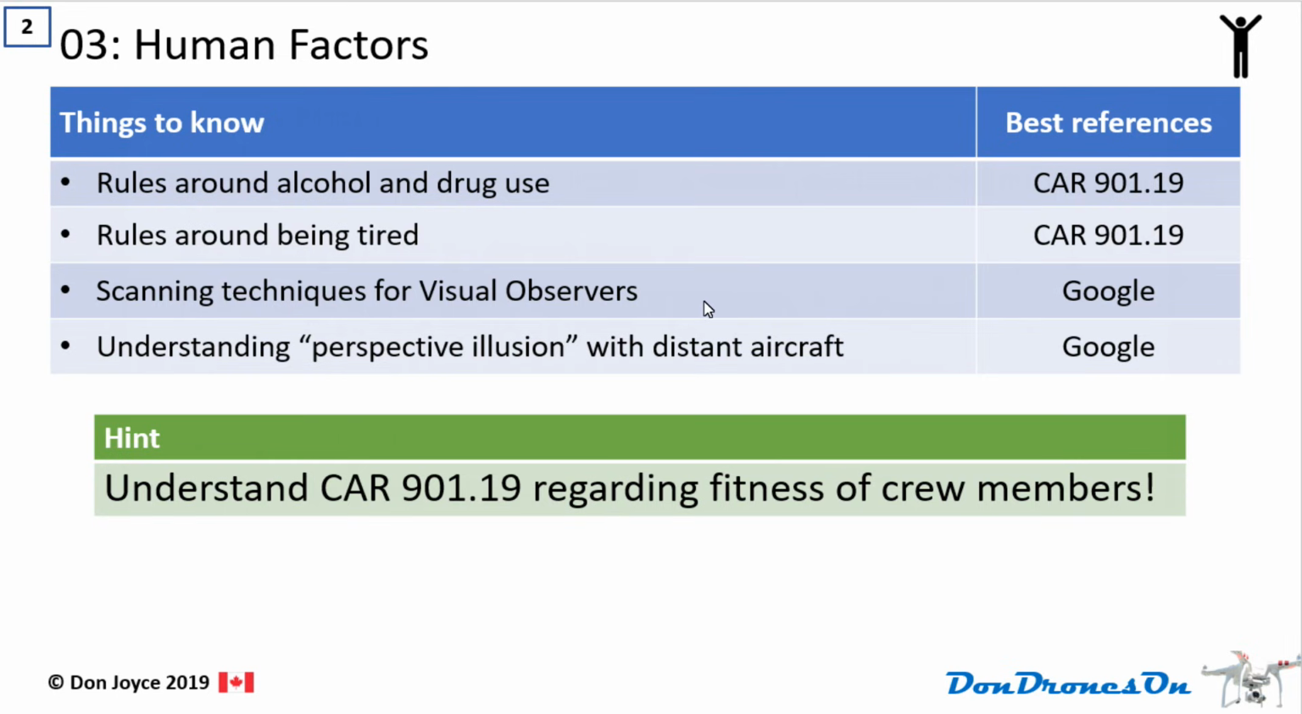Another thing that's listed in the knowledge requirement is understanding what's called perspective illusion with distant aircraft. It's not too hard to understand. It's basically being able to figure out whether a plane is coming towards you or going away from you. So for this one, certainly know your CAR number 19 about fitness to fly, and otherwise probably being ready and able to Google something would do you best.